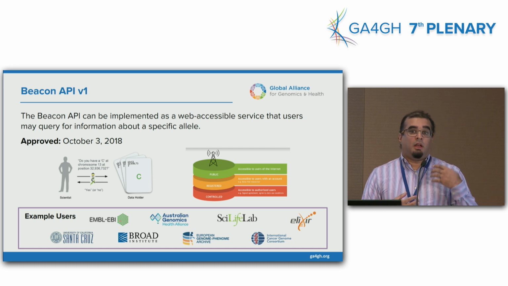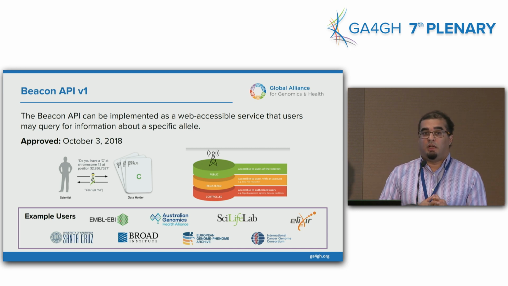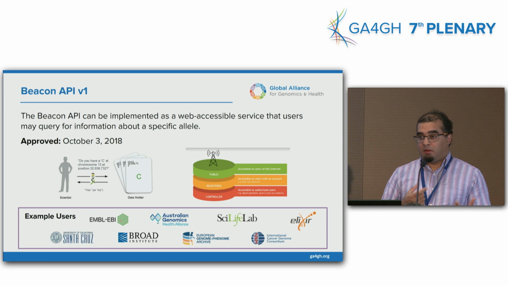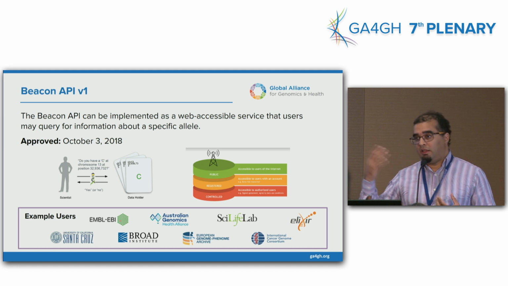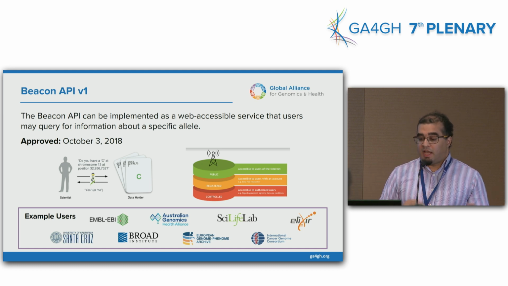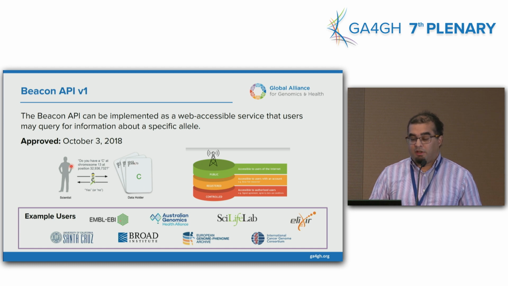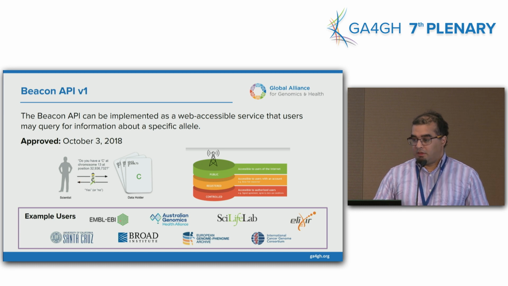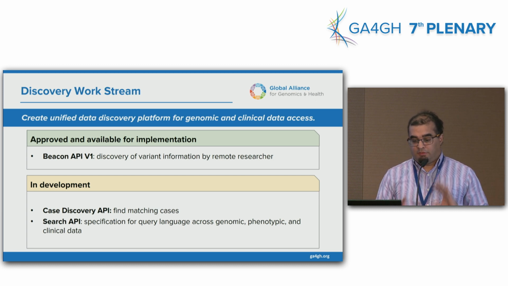Now, this ties into what Melissa was talking about with access. You may not be allowed access initially, but it allows the data holders to expose a yes-no response to that question: is this variant in my data set? You then would tie that into the AAI and the passport kind of thing to be granted access to more information about that variant. So the Beacon API is an interesting way of exposing data inside a data set without giving too much information about what's in there to the public. In addition to that, we have the case discovery API and the search API in development in this space.